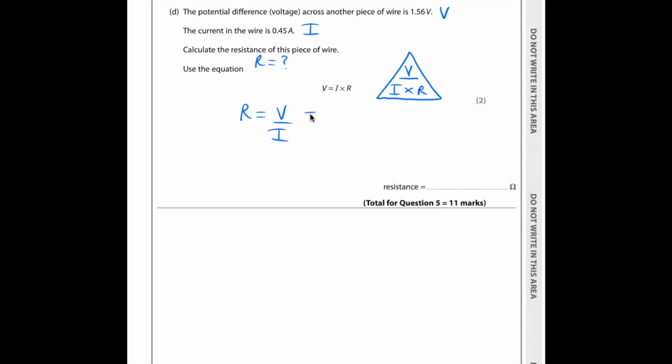And we'll pop the numbers in. 1.56 volts divided by 0.45 amps, and that comes out as 3.46 recurring ohms. They've used 2 decimal places for their numbers, so we'll use 2 decimal places for ours, so that'll round up to 3.47.